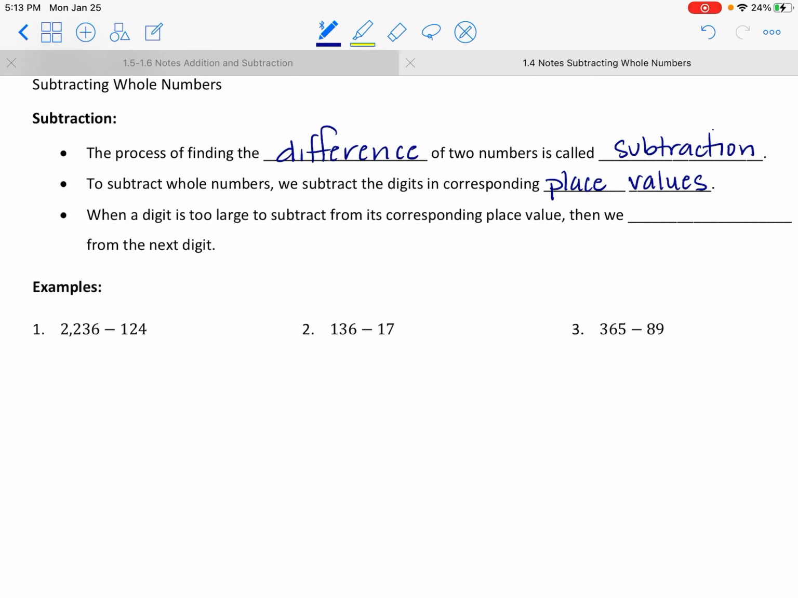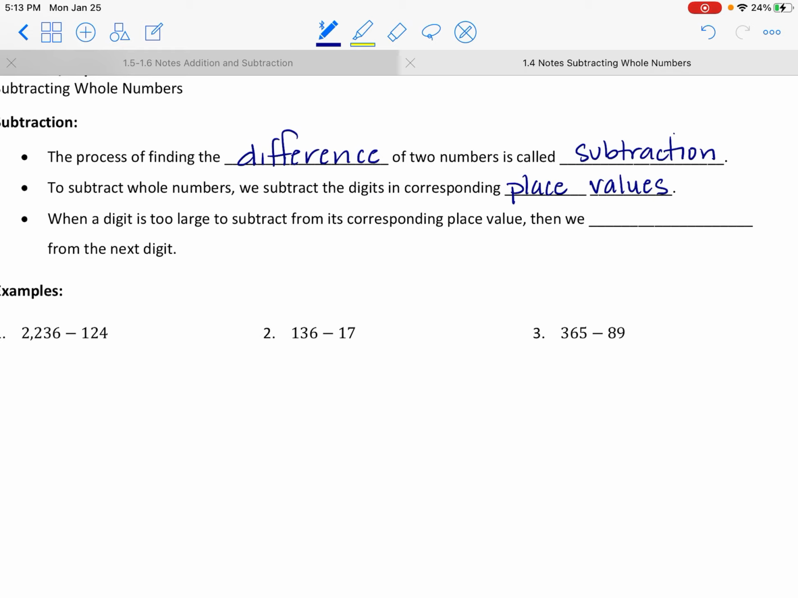With subtraction, we're working in reverse. If we can't subtract, if a number that we're trying to subtract is too large, then we end up having to borrow from the next place value over, from the next digit. So instead of carrying, we might have to borrow.